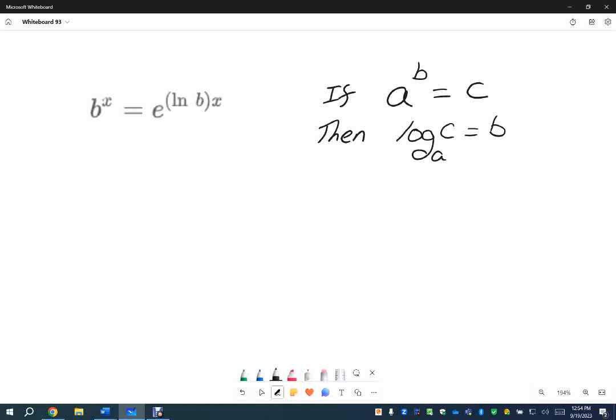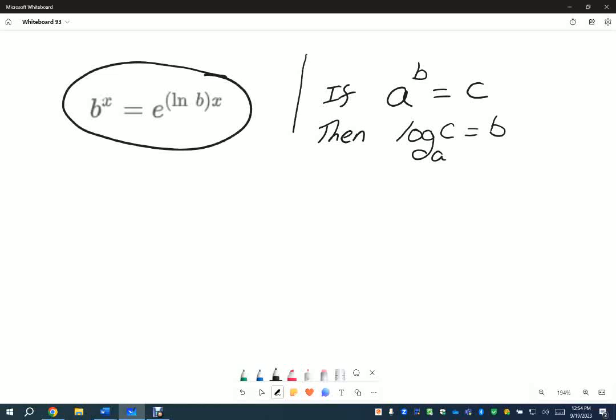To take the derivative of b to the x, I must first show that this statement here is a true statement. Now, you can fast forward past this because this proof is actually something that you should have seen already, but as a good reminder, why is this true?